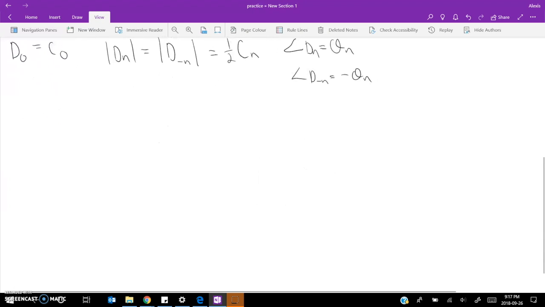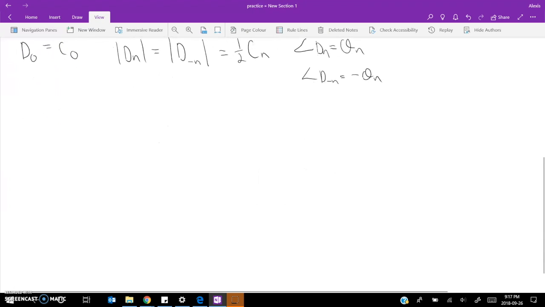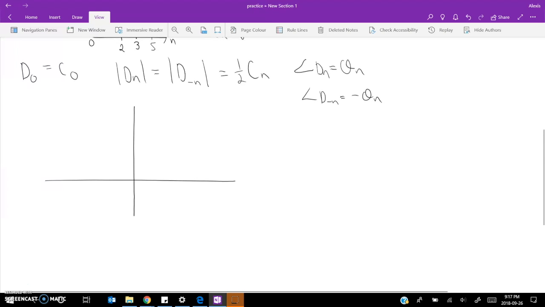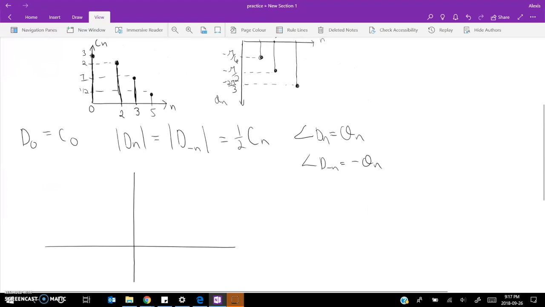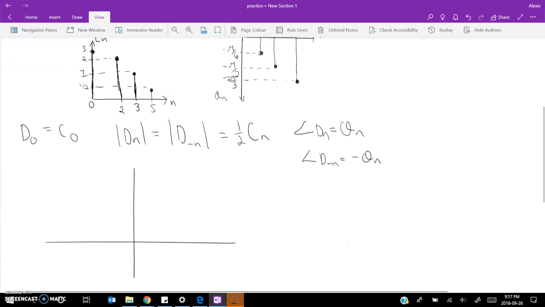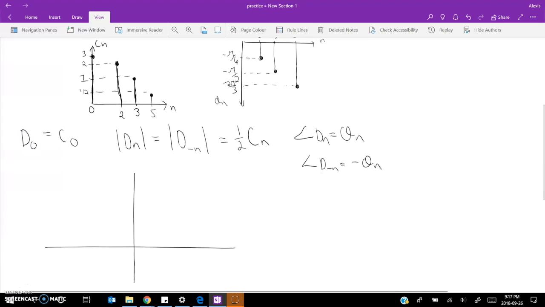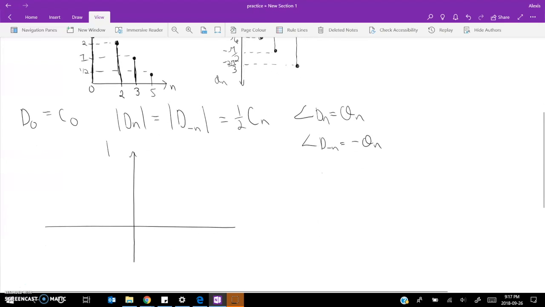So using this information, we can come up with the graph for the magnitude of dn. First off, we have our y-axis like this. We get our x-axis, and we know that by the formula, it's half of Cn. Looking back at the above one, it's the same thing, except for 0, which is equal to C naught. The rest have a magnitude of half on the Cn axis. So now this is our dn axis, and here we have our axis n.